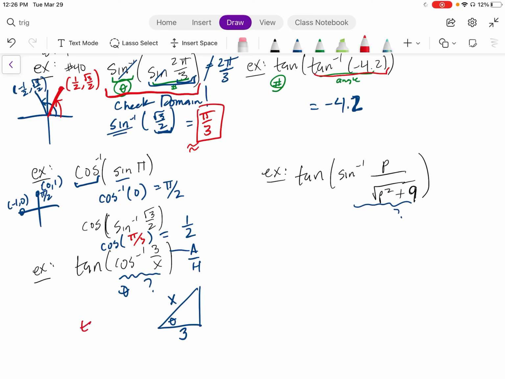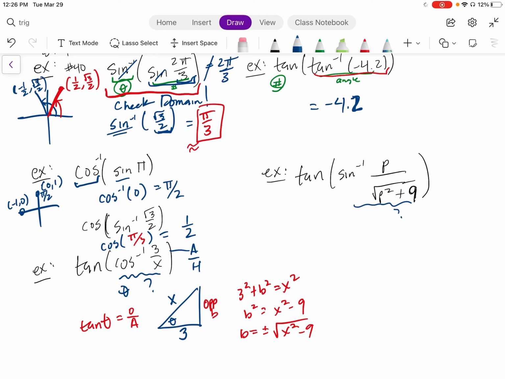So what is tangent theta? Well, tangent is opposite over adjacent, right, but I don't know opposite. So I could get opposite by doing Pythag. I'll just call this side b, right? A squared plus b squared equals c squared. So 3 squared plus b squared equals x squared. And b squared equals x squared minus 9. B is plus or minus square root x squared minus 9.